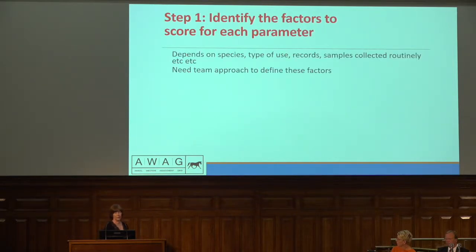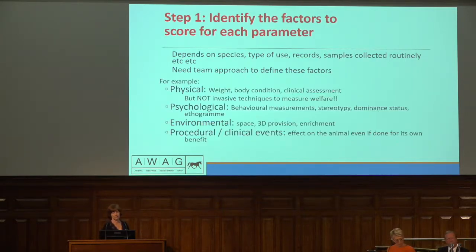of those 4 parameters. And it depends very much on the species you're working with, the type of use, what records are being kept, what samples have been routinely taken anyway. And you need a team approach to define those factors, which is one of the huge benefits of this system because it gets people talking about welfare. It makes people think about welfare. What can we do? What can we score? What can we look at? How can we do it better?